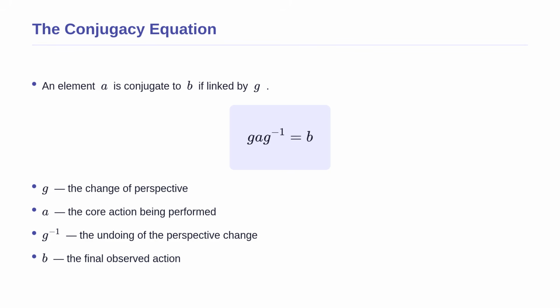Here the element G represents the change of perspective, like turning to face east. The element A is the core action, the backflip, and G inverse is the undoing of that perspective change, turning back to face north. The result B is the final observed action. If you change G, you might get a different B, building the whole conjugacy class.